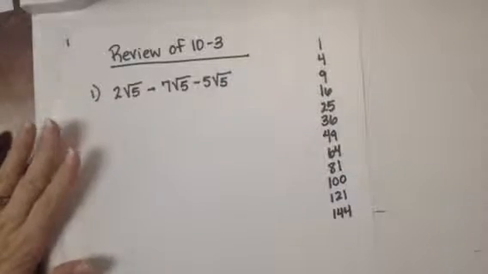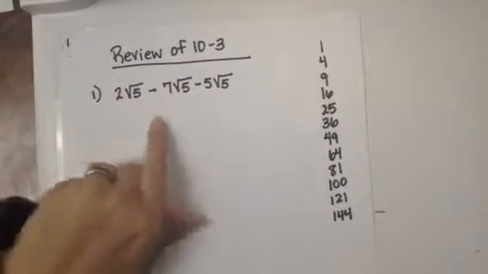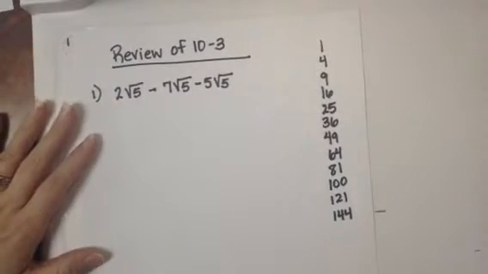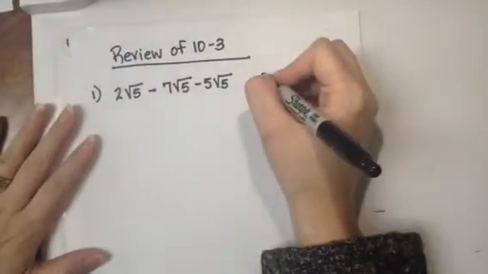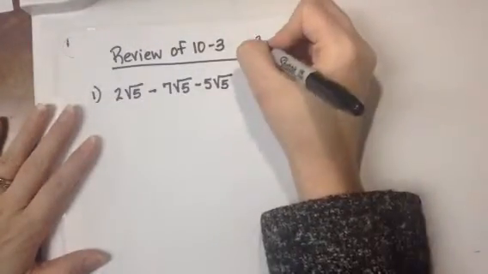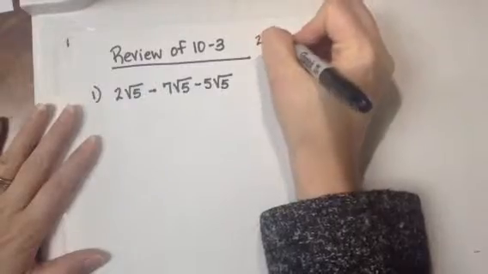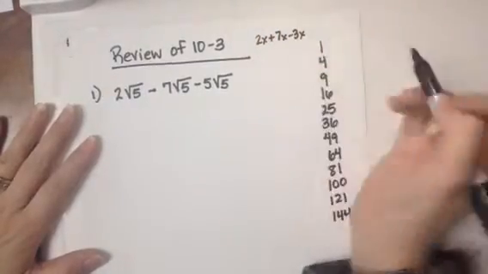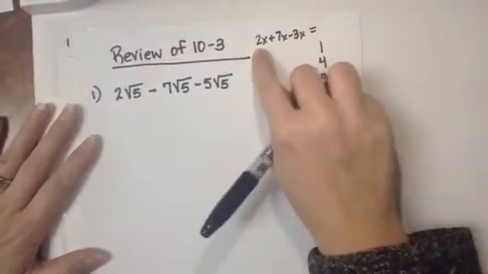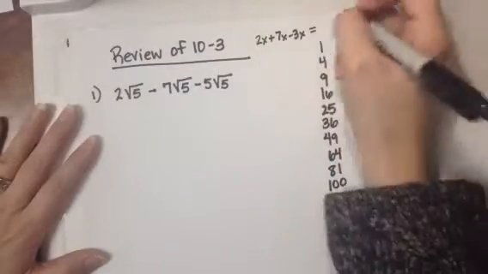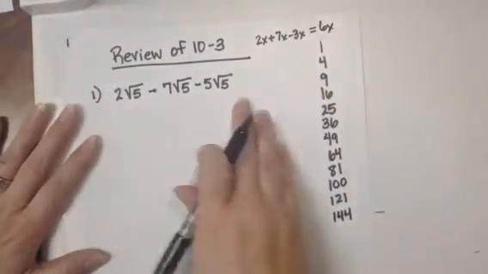We're going to do the review of 10-3. Now we're going to start off by adding or subtracting radicals. And much like when we would, side note over here, maybe do 2x plus 7x minus 3x, these are all like terms. So my final answer would be 9x minus 3x, which is 6x. We're going to do the same thing here.